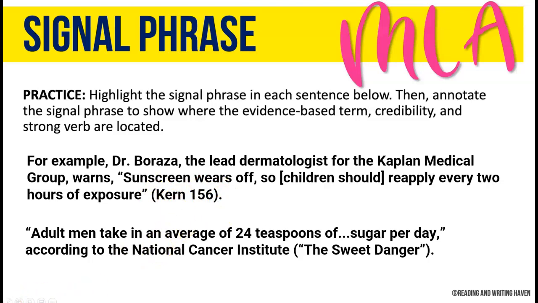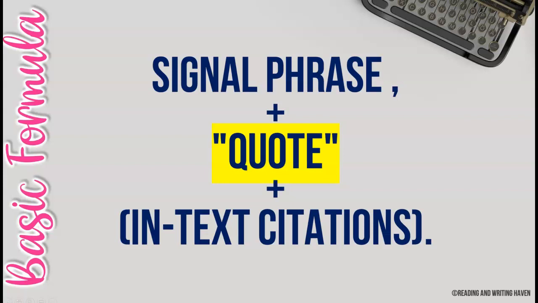So hopefully this is going to help you. Remember, a signal phrase, comma, then your quote in quotation marks. If you're copying it word for word, you have to use quotation marks, and then your in-text citations in parentheses, the author's last name, page number, or if it's the second, third, or fourth quote that you're using in your paper, just the page number is fine. And then you're going to close your parentheses, and then you're going to put your period after that. The sentence period goes at the very, very end.